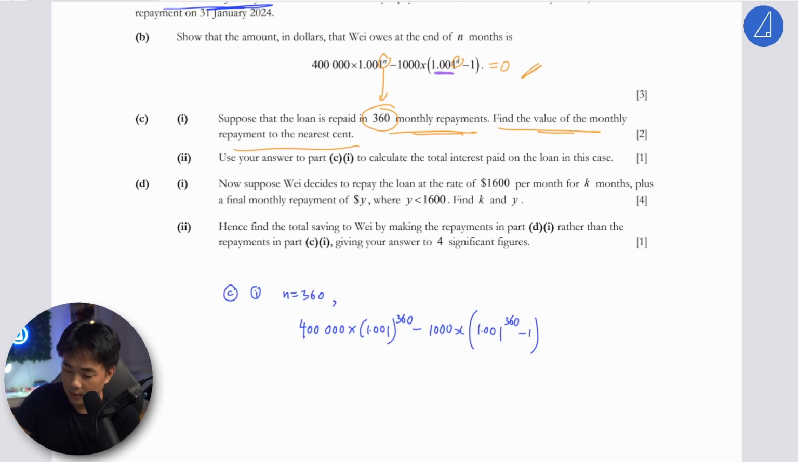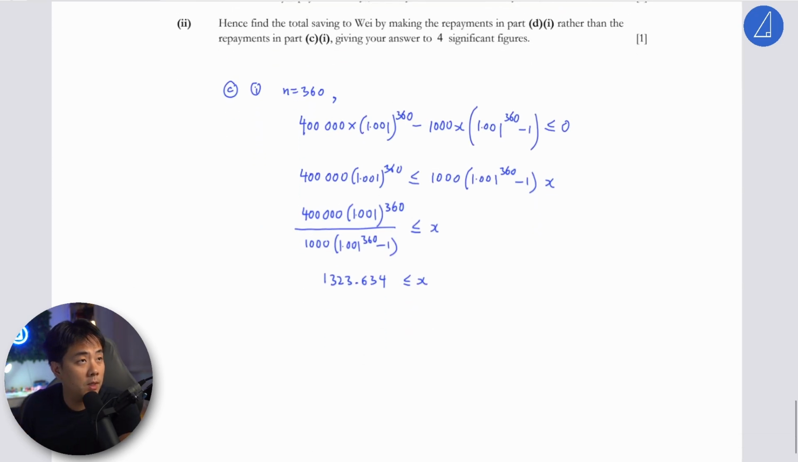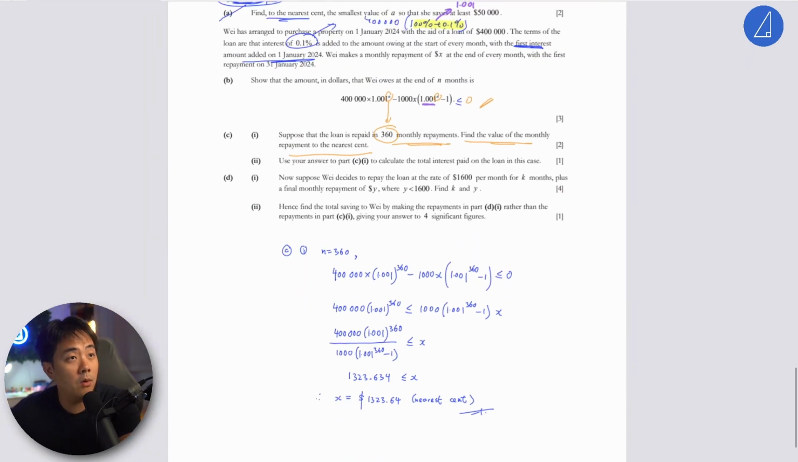I think the best way is to just put this less than 0, because there's a chance where you may minus off the loan more than is supposed to be. Basically the bank owes you money, but it's not exactly that. So when we solve this, we are supposed to get the repayment X to the nearest cent. Okay, there you go. You just write this. So for the nearest cent, that's why you round out, because it's an inequality here.